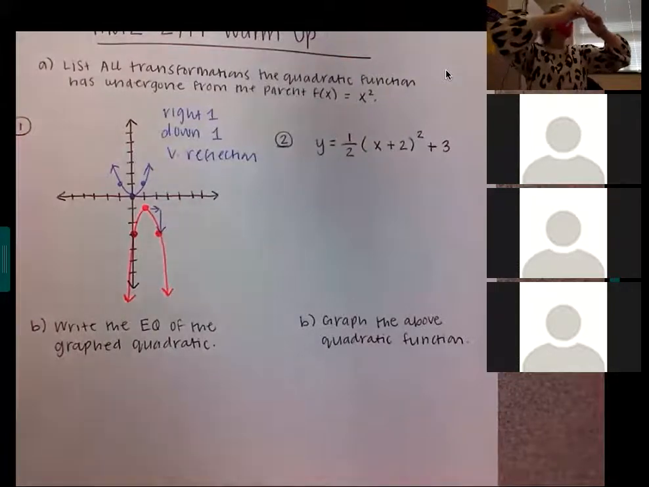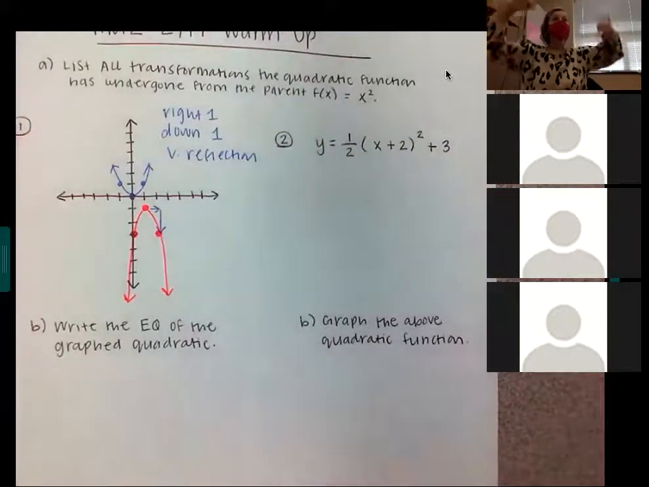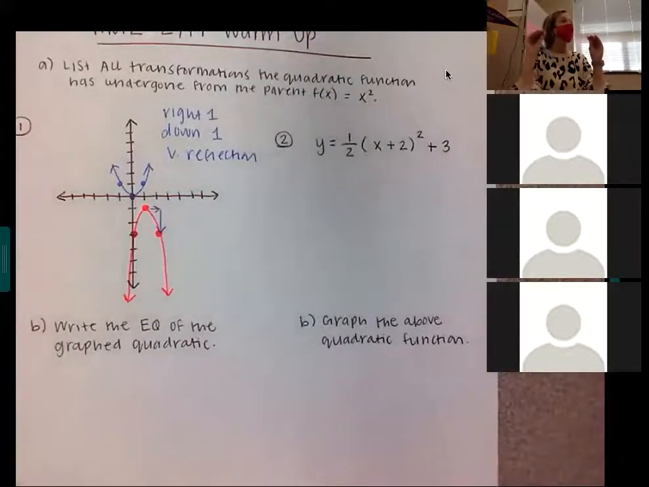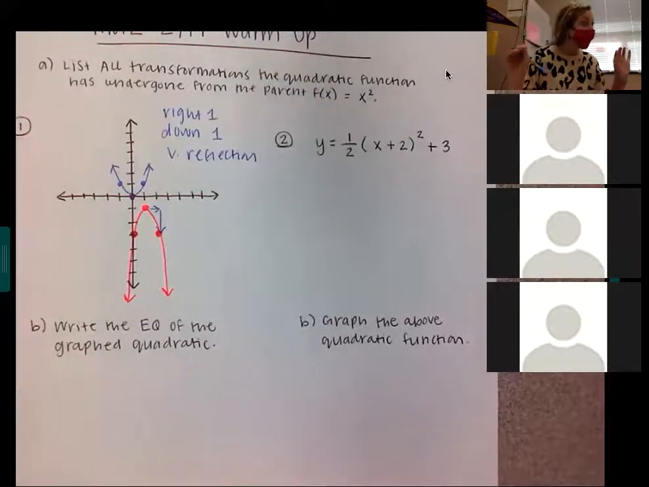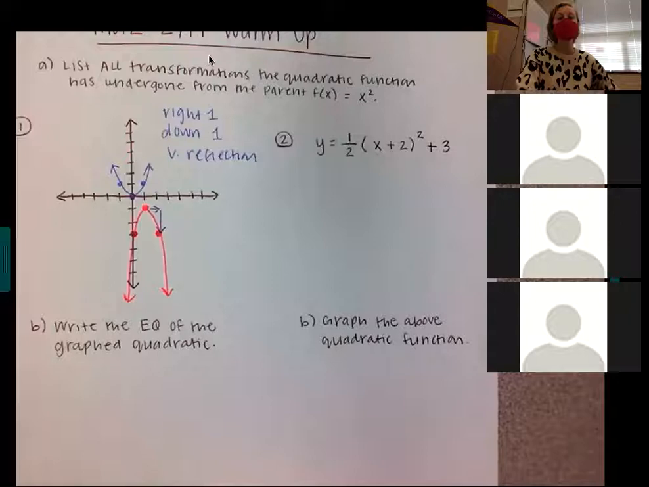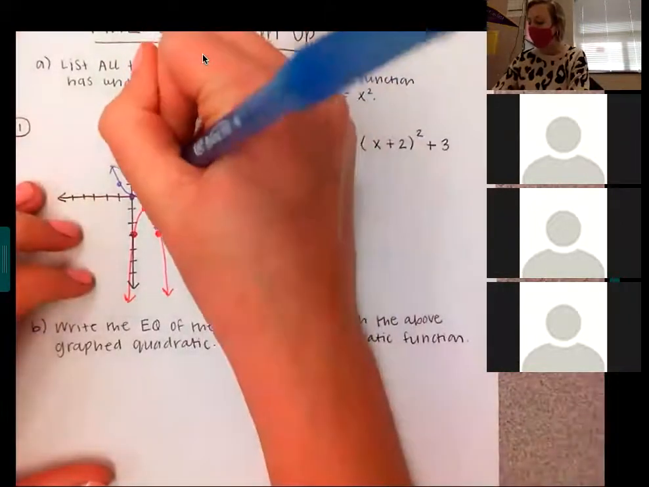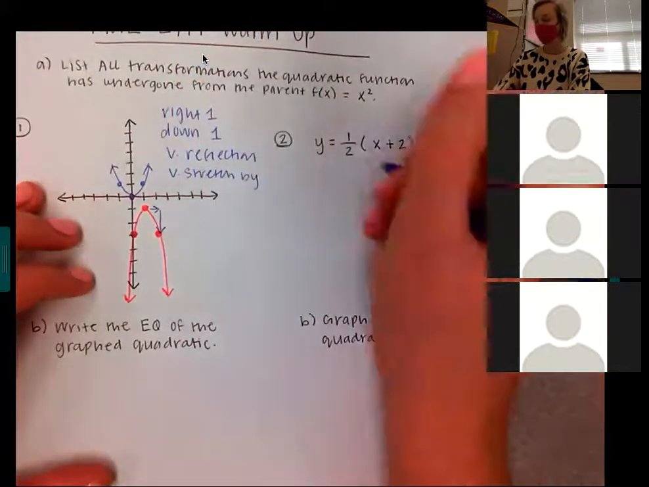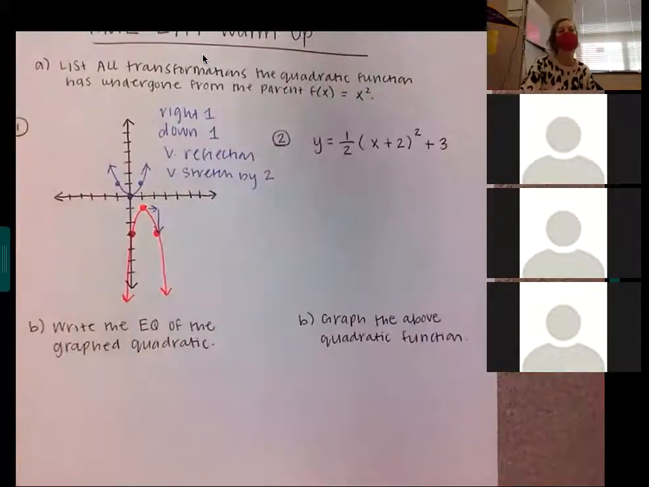It's supposed to only go over one, up one. So if it's more than one, we know it was a stretch. If it's less than one, we know it was a, oh, thank you. I almost had a heart attack. Compression. There we go. So this is a vertical stretch. How much did y'all say? Tell me again. 2. Thank you. Vertical stretch by 2.